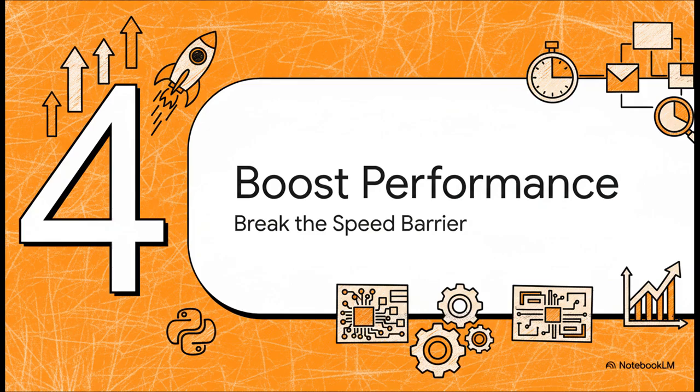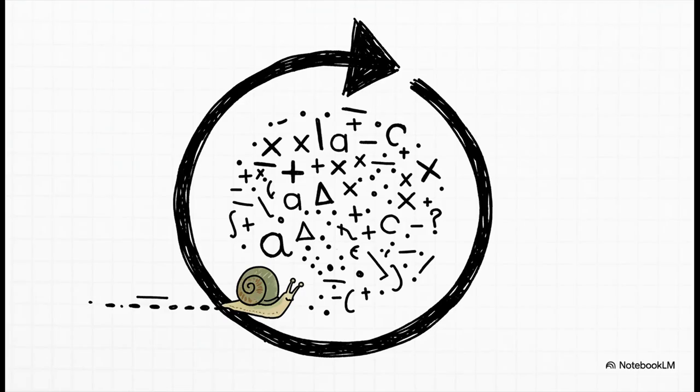All right, so we've tamed our data, we've clarified our code. Now for the main event. Let's talk about making those really heavy number-crunching parts of our AI models absolutely fly. Let's just be honest with ourselves for a second. The standard Python for loop, it's slow. It's notoriously slow when it comes to heavy numerical work.